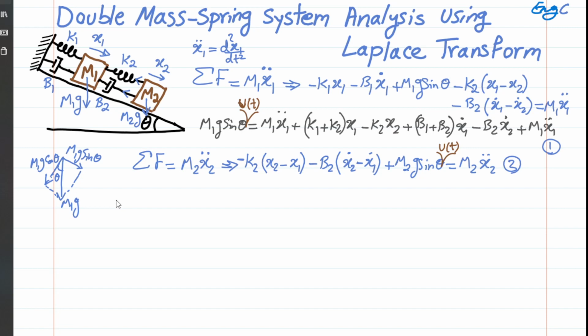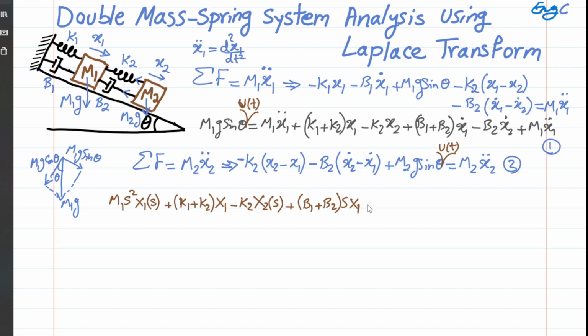So it becomes m1, let's just write this one, assume that we don't have initial conditions, so m1 s squared x1 as a function in S domain, and then we have plus k1, and we have plus k2 times x1, again, I'm not going to write it, but it's a function in S domain, and we have negative k2 x2, again x2 of s. I'm writing it like this because it's the first time I'm showing x2. And finally we have b1 plus b2 times x1 dot, it becomes s x1 of s.